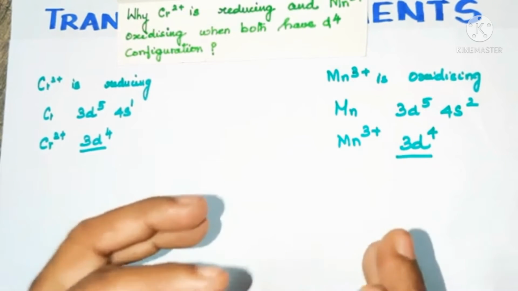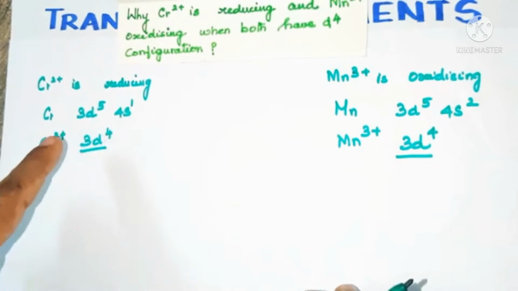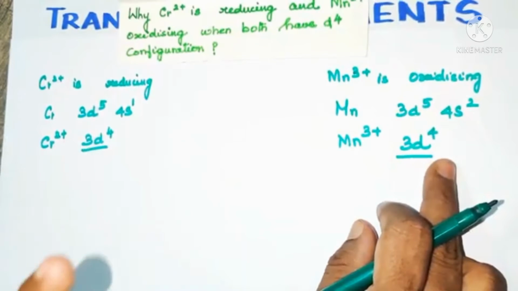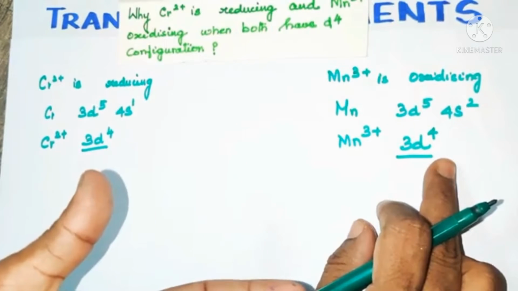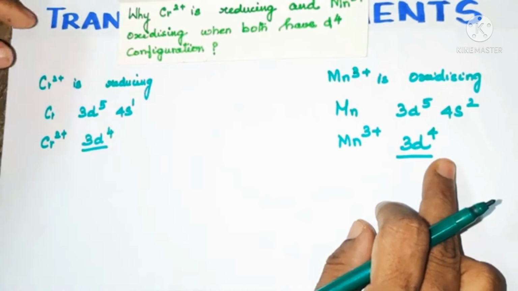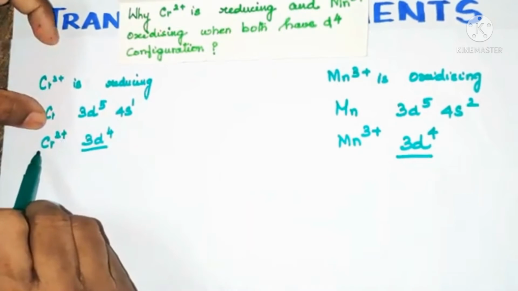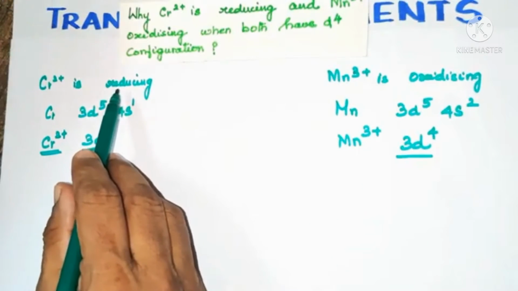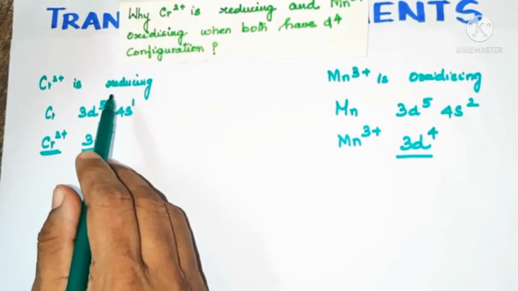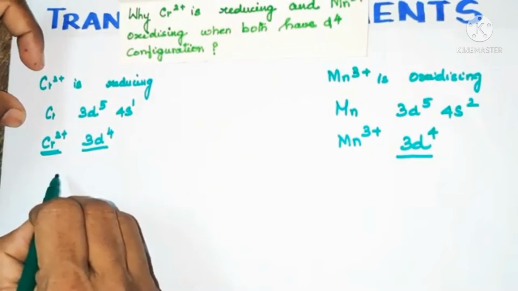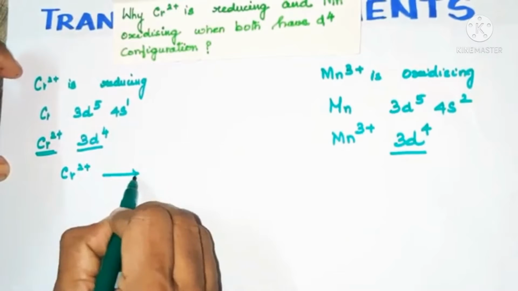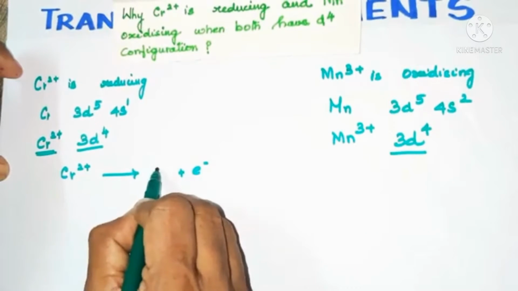So one is reducing and another one is oxidizing. Why? That is the question. So chromium 2 plus, now you deal with two aspects. One is the stability of electronic configurations. Chromium 2 plus is reducing, which means it gets oxidized. Oxidized means it loses one electron. So chromium 2 plus loses one electron, then it changes into chromium 3 plus.